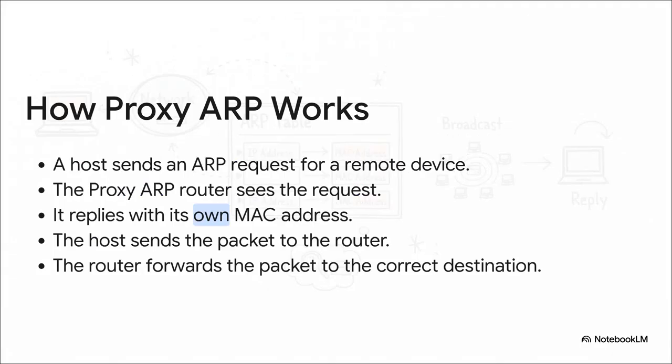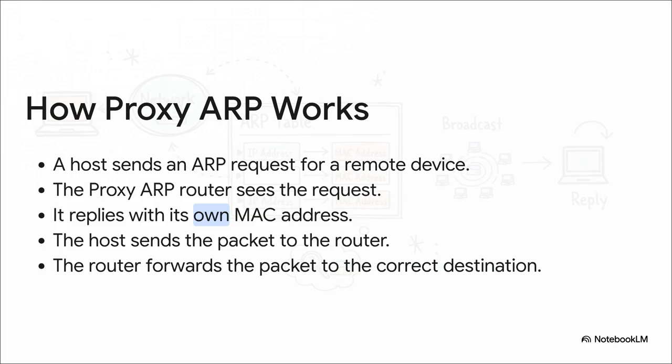So let's just walk through this little deception step by step. A computer sends out its ARP shout, looking for what it assumes is a local friend. The proxy ARP router sees this request and knows the real destination is actually remote. So what does it do? The router replies with its own MAC address.